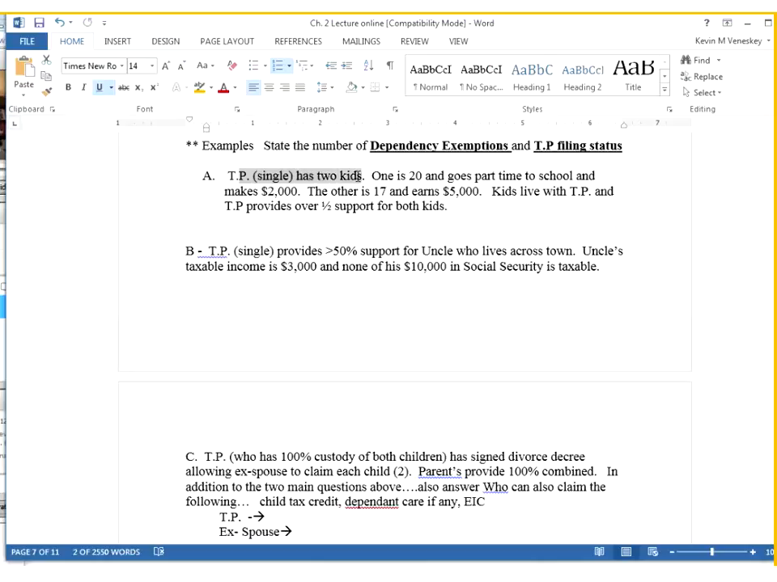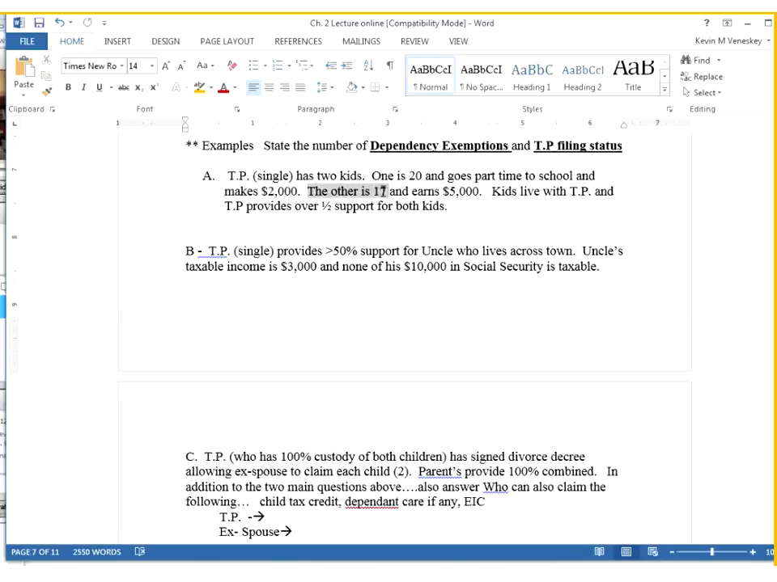We have a single taxpayer with 2 kids. One is 20 years old and only goes to school part-time. So he doesn't qualify as a qualifying child. He's too old, and he doesn't meet the school requirements for that slightly higher age limit. So he doesn't qualify as a qualifying child. But he only makes $2,000, so he does qualify as a qualifying relative, as long as we meet the other tests.